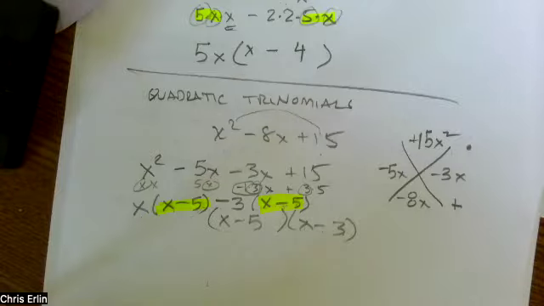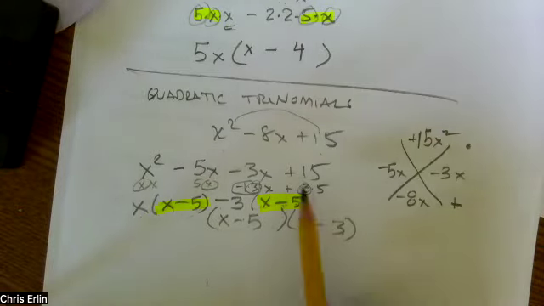This works as well when you have a lead coefficient, and the other method, the little cheat method, doesn't work as well.